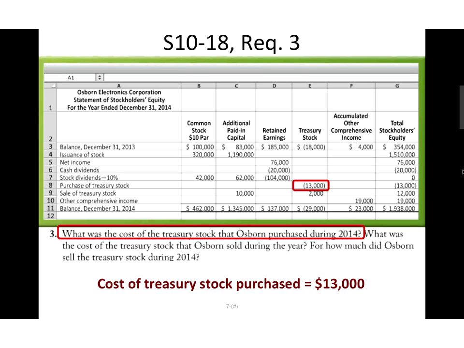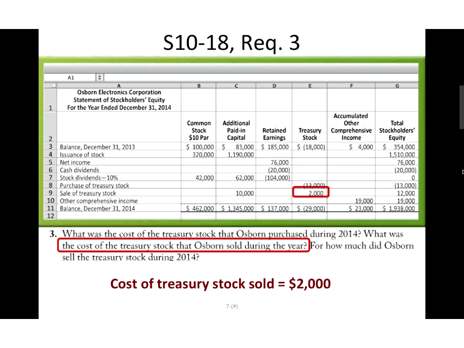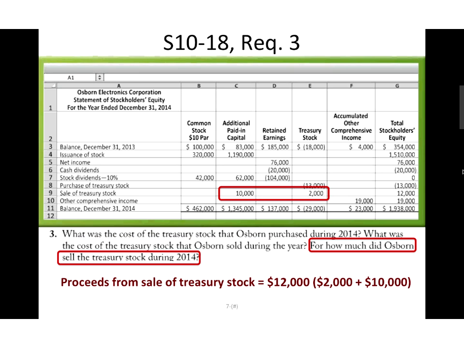Now, the next one, what was the cost of the treasury stock that Osborne sold during the year? The next row down says sale of treasury stock. Again, the questions are set up pretty much in the order in which this statement is presented. And then it asks, for how much did Osborne sell the treasury stock? The total amount of the sale is going to be the paid-in capital and the treasury stock number added together.